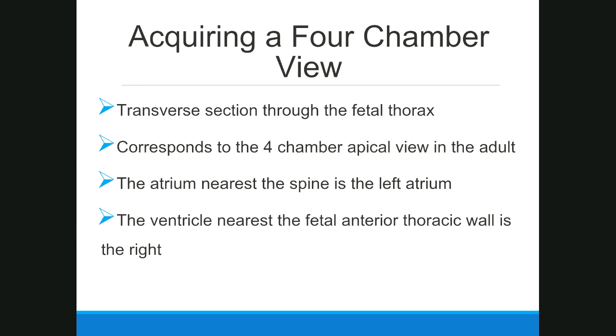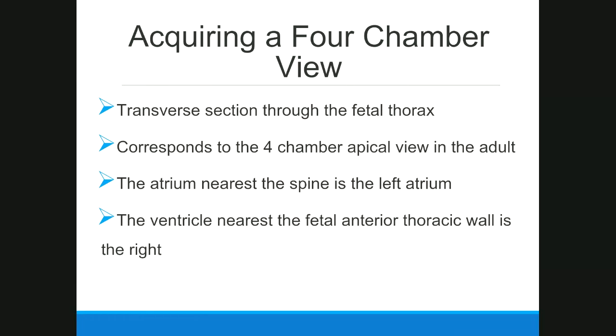Acquiring a 4-chamber view, like I mentioned, is the easier of the fetal cardiac views to get. It's basically a transverse section through the fetal thorax. So you want to get the thoracic cavity in a transverse view. It should correspond to the 4-chamber apical view in the adult. So you should see both ventricles and both atria in the same plane. The left atrium is the one that's closest to the spine.